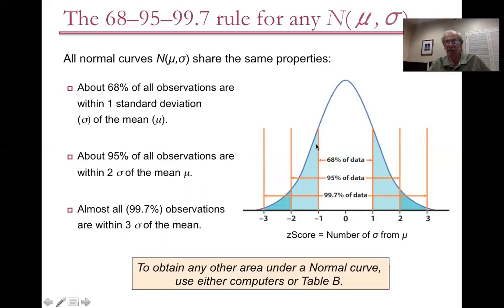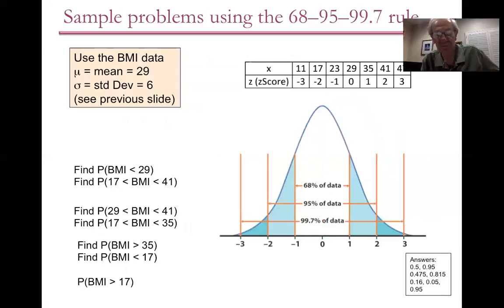95% is between these two values. So if you have a friend with an IQ of above 132, well, they are in this area here, which is only 2.5% of the data of the population. So they're in the smarter group of people.